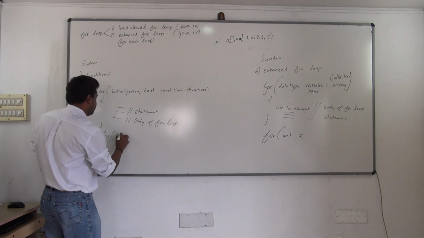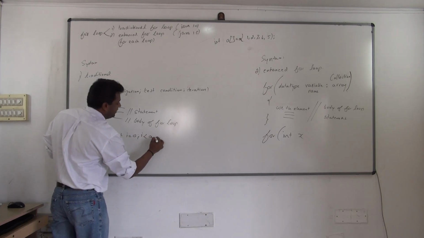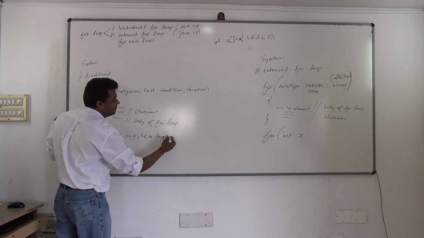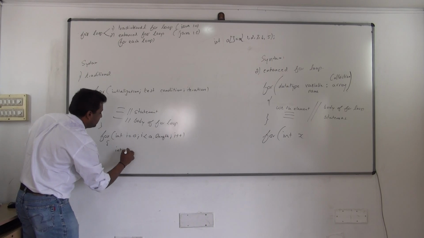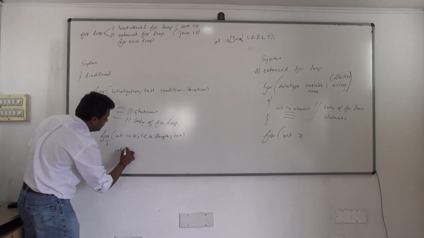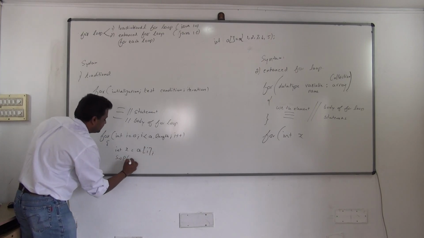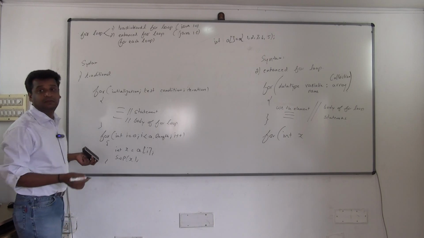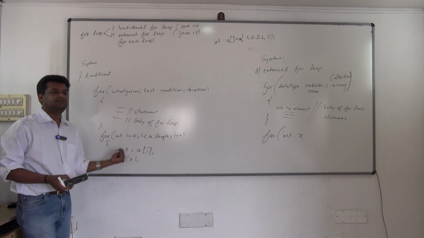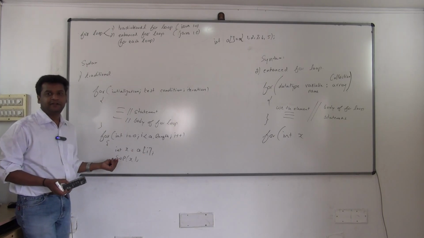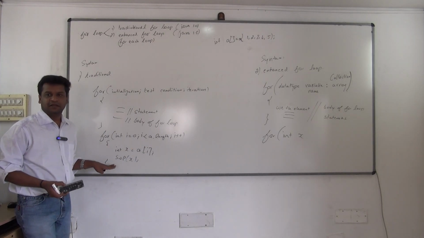For int i is equal to 0, i less than a dot length, i plus plus. And how do you access the elements now? int x is equal to a of i, SOP x. You access the elements like this. First you will get the element from the 0th index, next iteration from the first index, next iteration from the second index. Till the condition is satisfied, it goes on retrieving all the elements from the array. This is how it works.